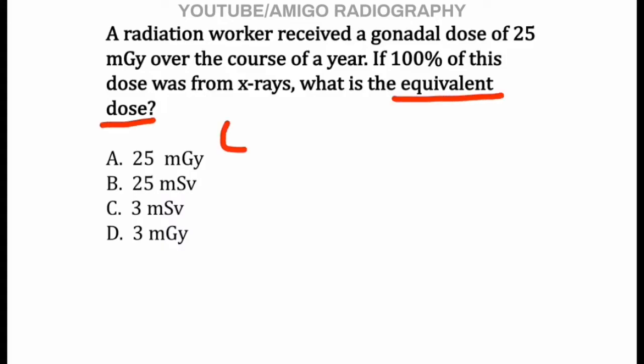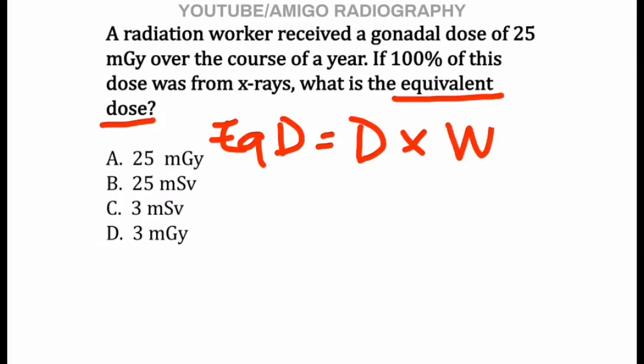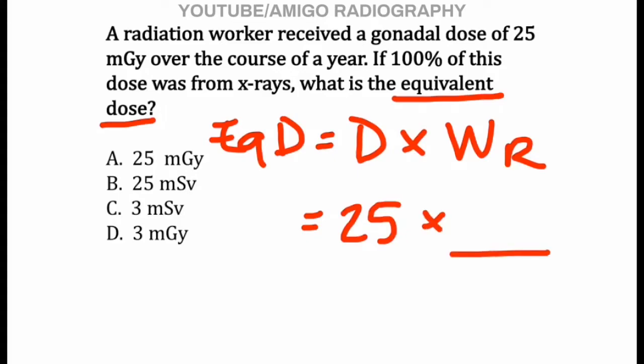So we should first write down the formula for equivalent dose, and equivalent dose is equal to the absorbed dose multiplied by a radiation weighting factor. And some of this information is given directly, some of it is not. Our absorbed dose is provided as 25 milligray, but what about our radiation weighting factor?